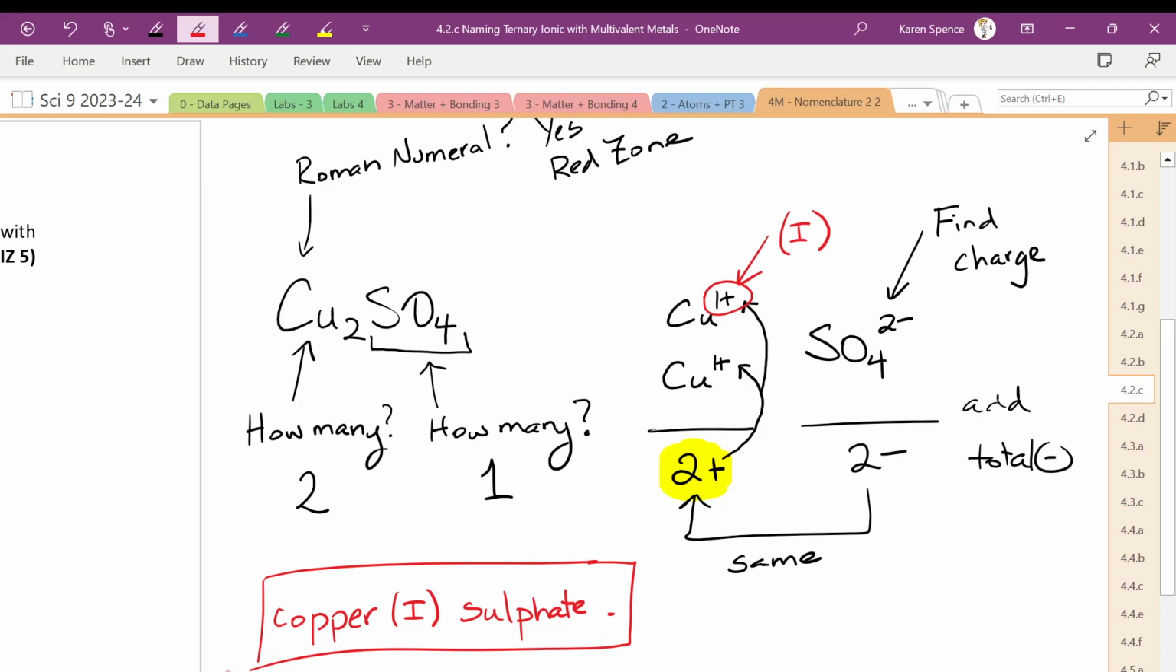There's none of these ones in this. Yeah. Okay. So any single element ions. That's all it is. Cool.